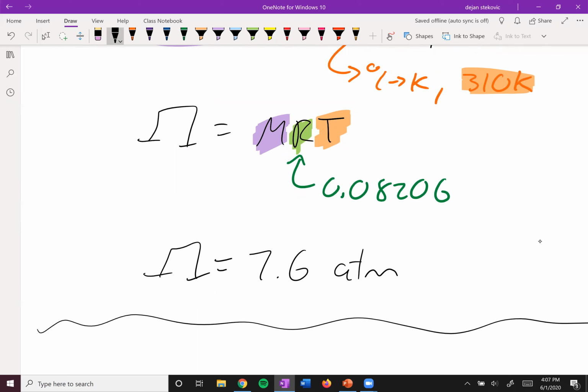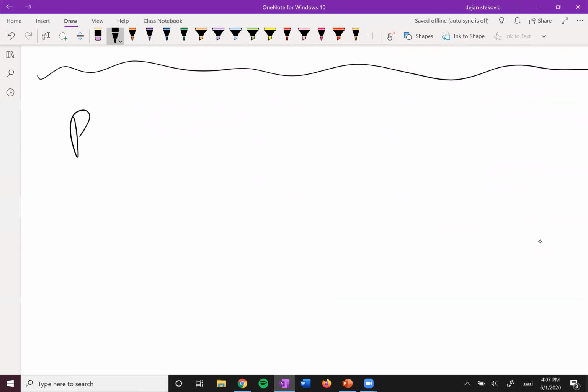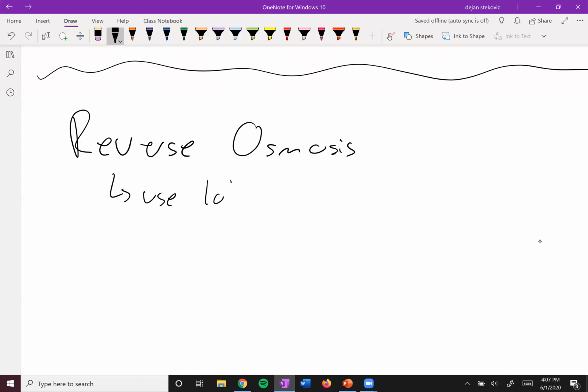So we use osmosis for all kinds of applications. Another useful kind of osmotic property is actually reverse osmosis. In reverse osmosis, we use this to purify water. What we do is push the opposite. We use a lot of pressure to push water to the pure side.